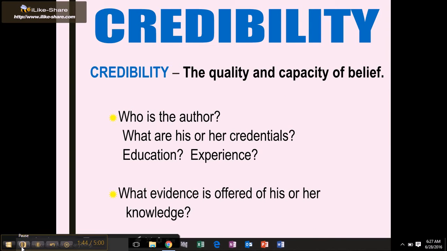Now that you've looked at the various domain names and learned to consider what those do in terms of research and credibility, think about the fact that credibility is the quality and capacity of belief. Who authored the article or the website that you're looking at? What are his or her credentials, education, experience? If you can't find the answer to any of those questions, or if any of those answers give you pause, it's probably not a credible source to use for formal research. And is there any evidence in the article or on the website that his or her knowledge is credible and sufficient to be used for research?